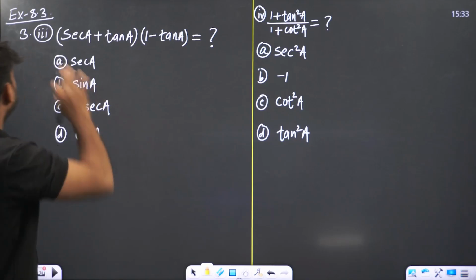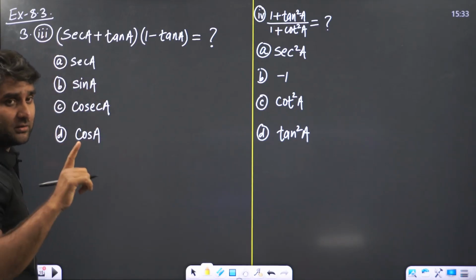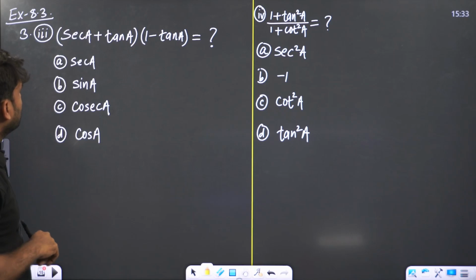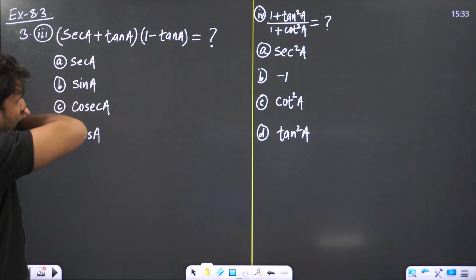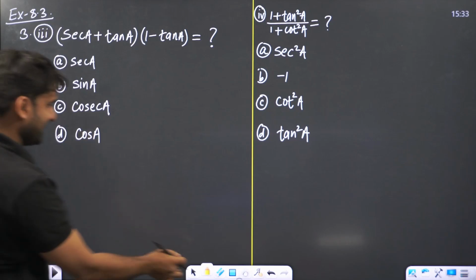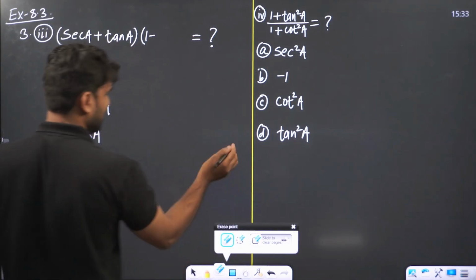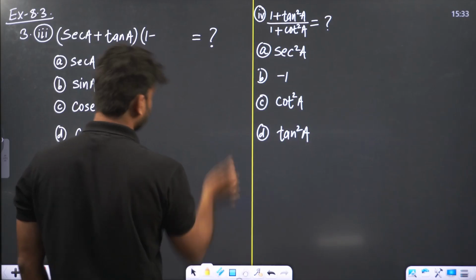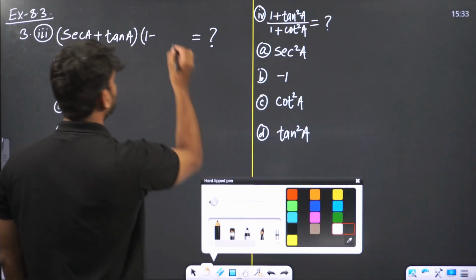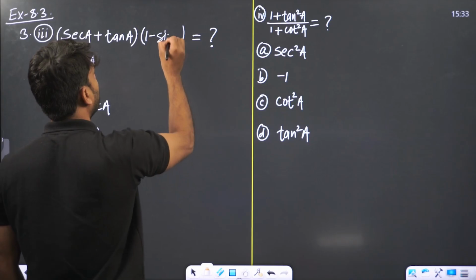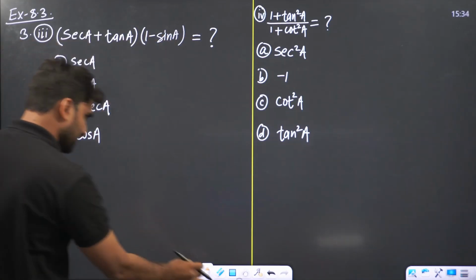Now question number 3, from exercise 8.3. Sec A plus tan A into 1 minus sin A, basically this is sin A, guys. This is the question, and we have 4 options. So let's solve this question.